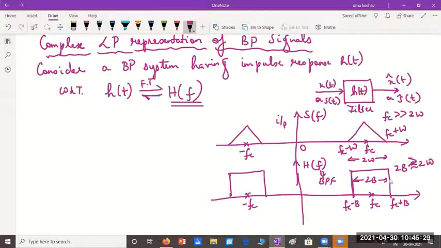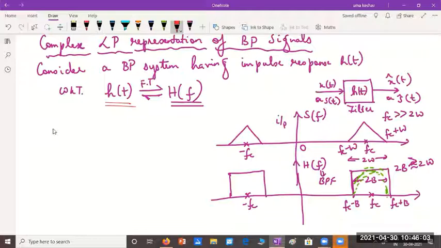We have shown an ideal bandpass filter. A practical bandpass filter may not look so good. A practical bandpass filter will be something like this. This is a practical filter, whereas an ideal filter is what we have shown. Okay. So now let us start considering what is h of t, and let's try to get the correct expression for this h of t.